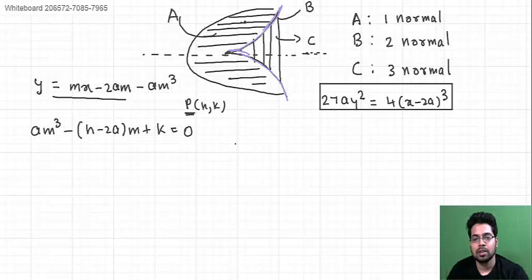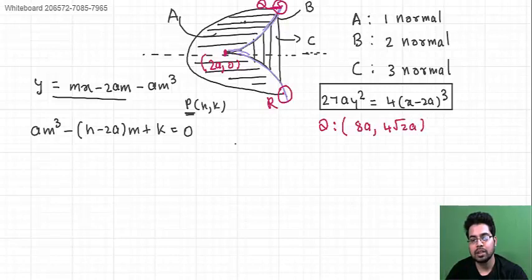Now this point of intersection I will call the cusp, and this point would be (2a, 0). And where this curve intersects the parabola, these 2 points, let me call this point Q and this point R. So point Q would be (8a, 4 root 2a), and similarly point R would be (8a, minus 4 root 2a).